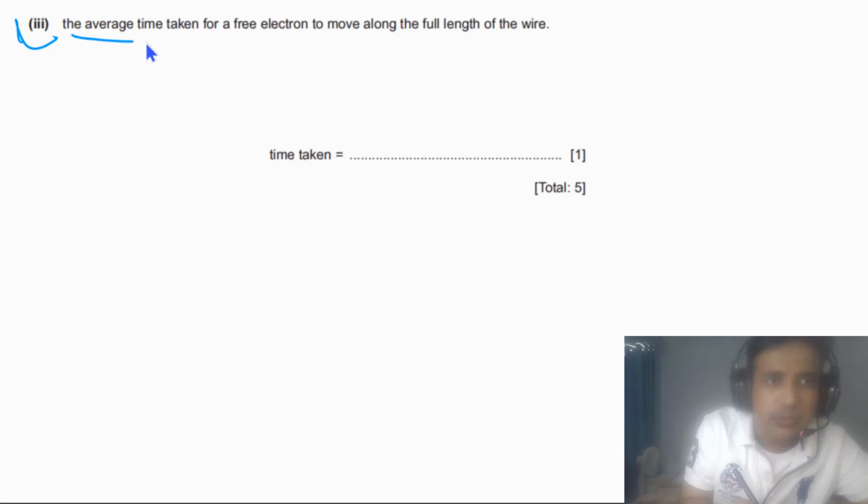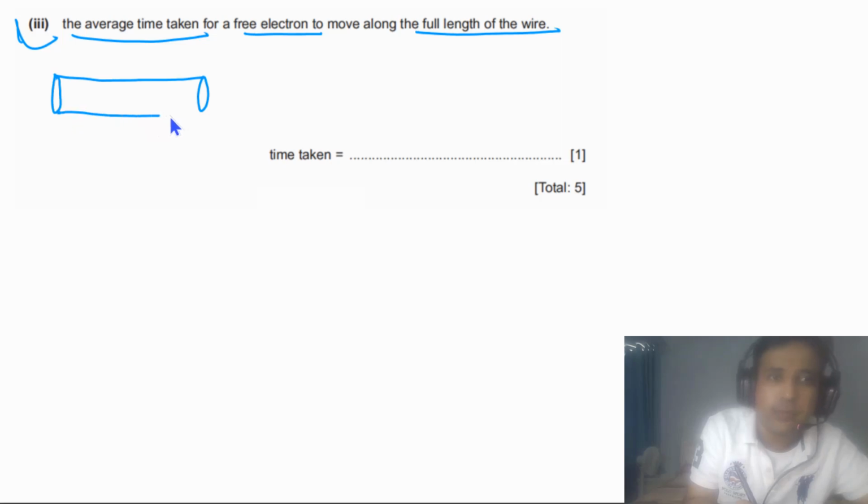Third part says determine the average time taken for a free electron to move along the full length of the wire. So first of all, we can simply draw one small cylinder, and this small cylinder is representing the wire, and the length of this wire is given to us, that is equal to capital L. And for this question, we can also imagine we have one tiny electron at this face of the cylinder, and how long this tiny electron will take to reach the other end of the cylinder. So we need to determine the time taken. So we can say delta t.